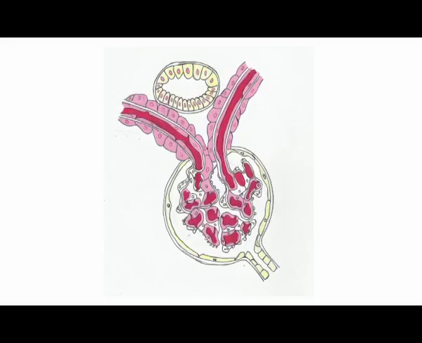Next, we discuss these unique cells which are located in the afferent arteriole and efferent arteriole, and they are very close to the glomerulus.